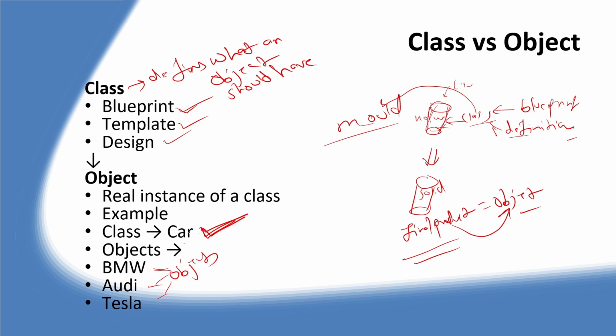Think of a car manufacturing company. Car is getting manufactured. In that manufacturing company, it has the design details, template, blueprint, what properties and what functionality it should have, and the final output, the final product, is BMW, Audi, and Tesla. So these final products are objects.